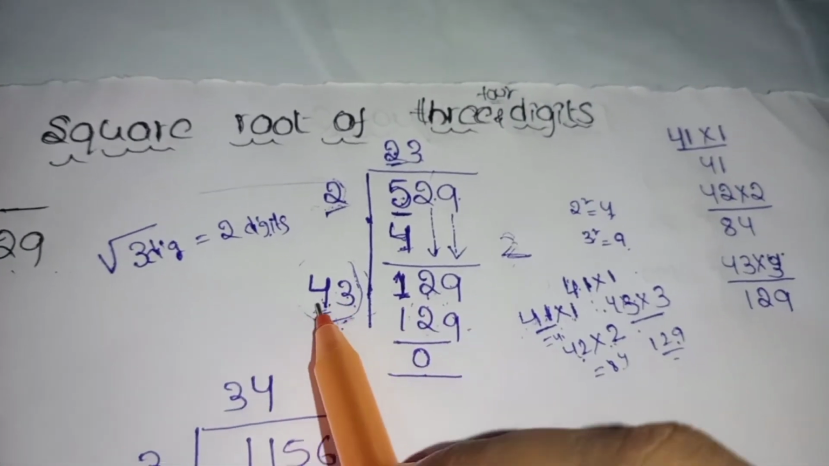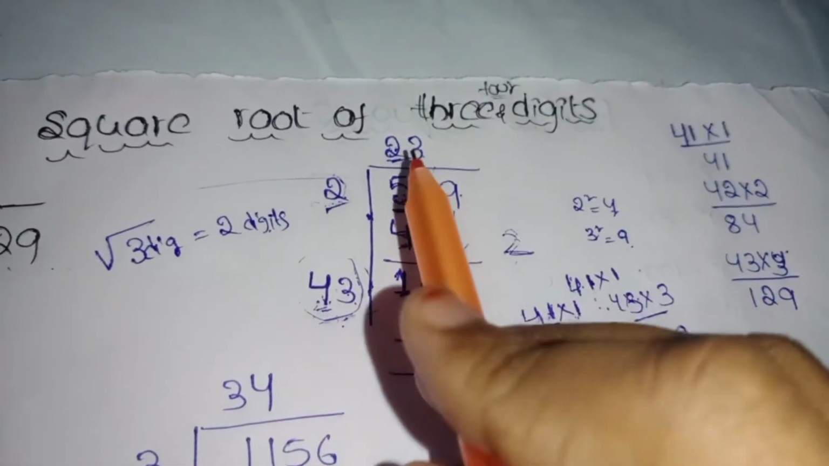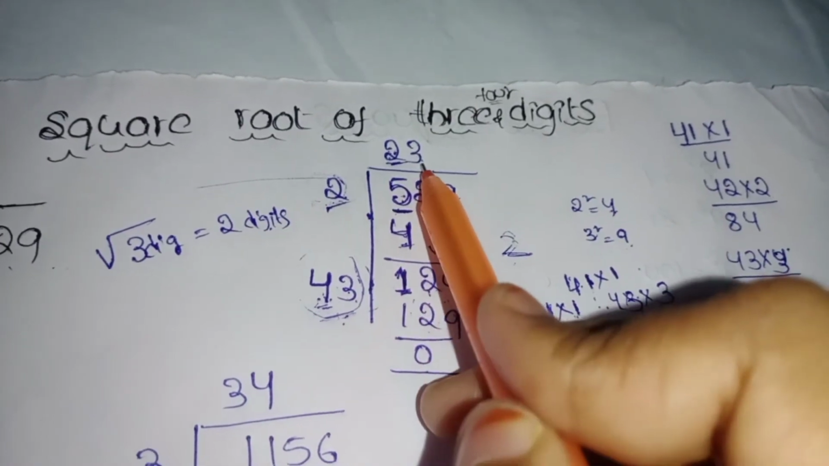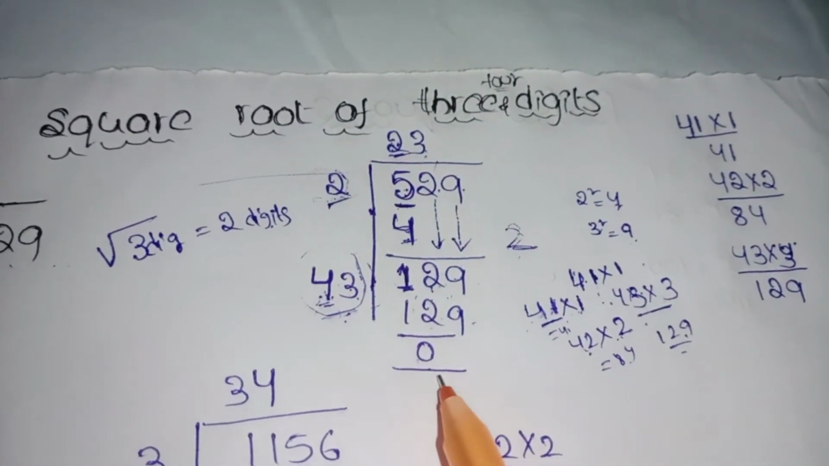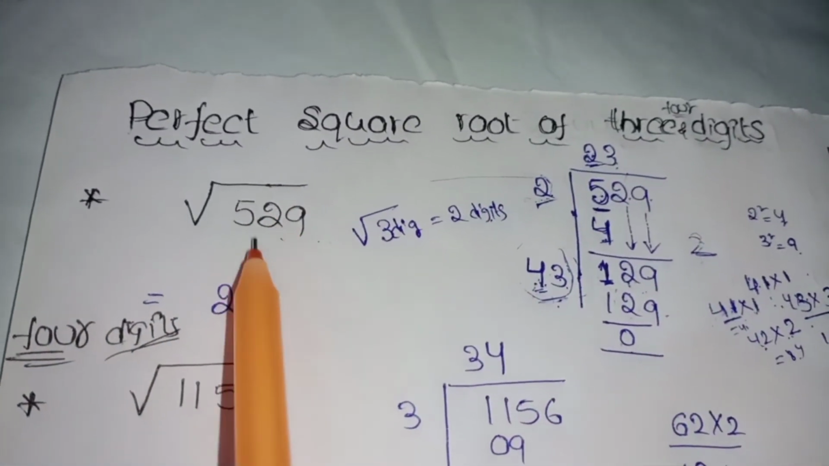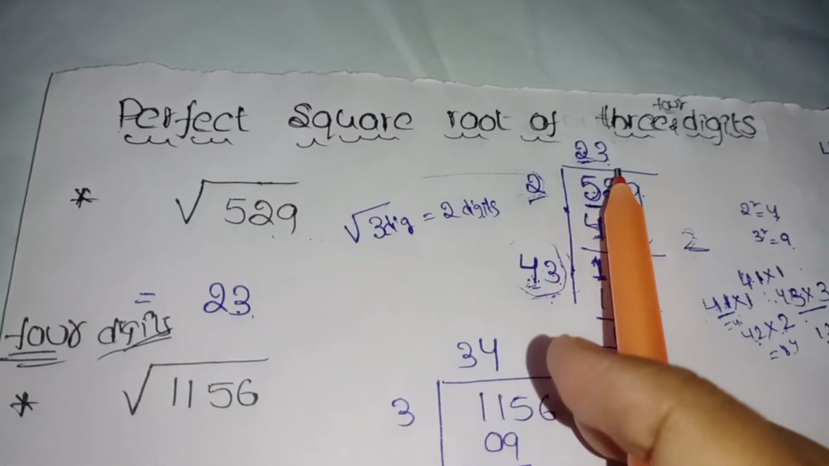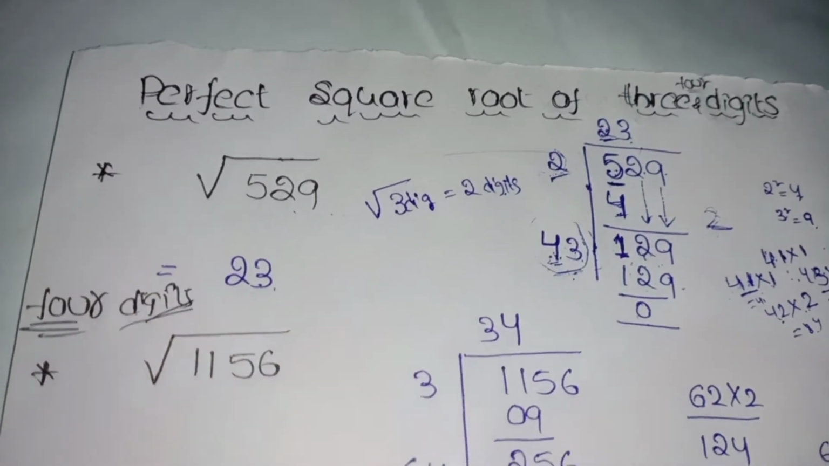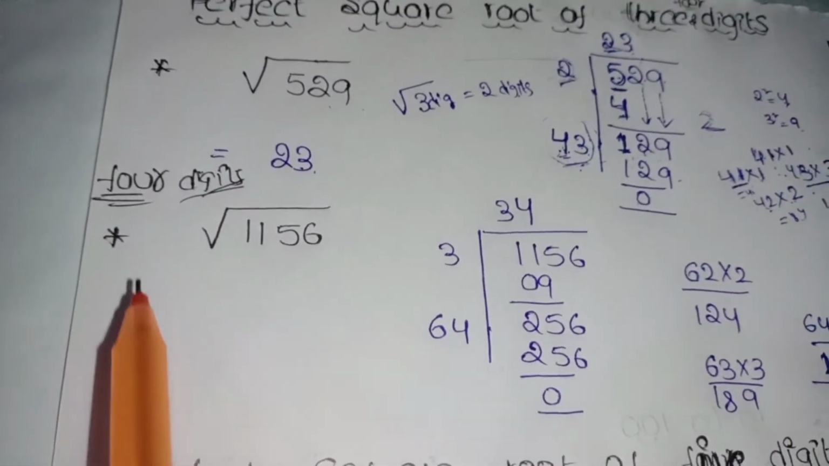So, putting 3 here and 3 here. Remainder is 0. So, the answer of square root of 529 is 23. Coming to the next one, 4 digit values.